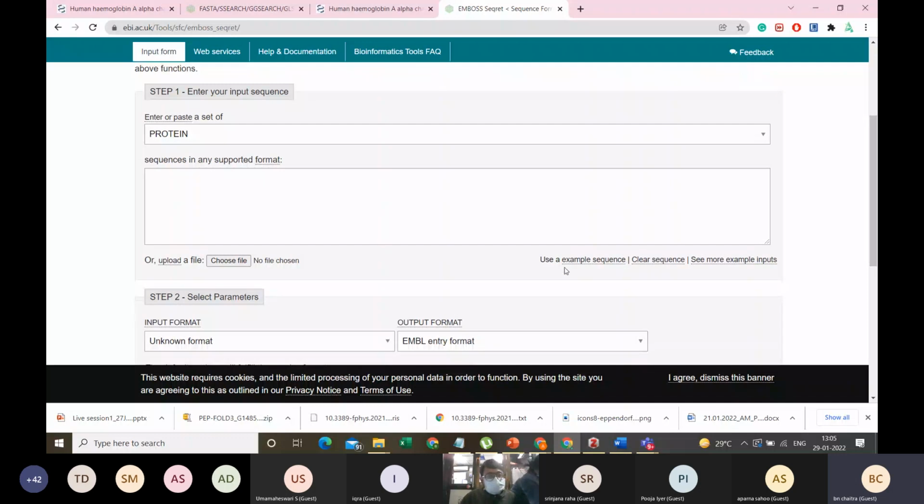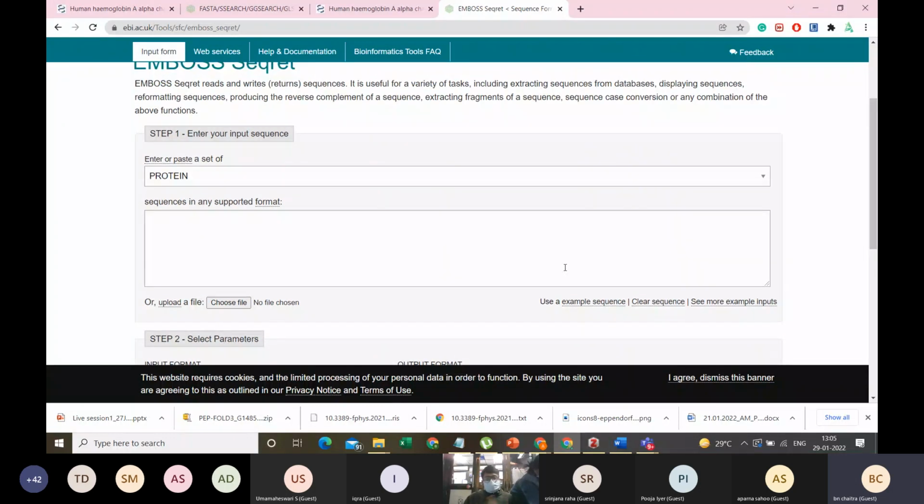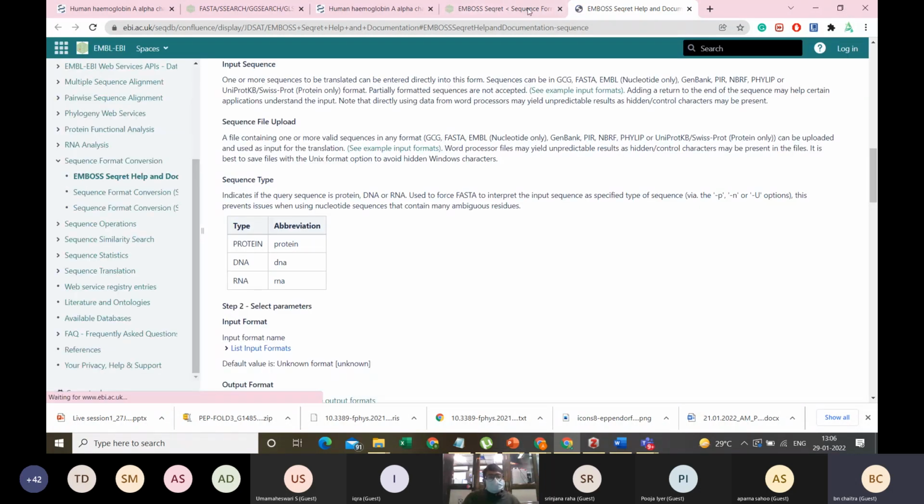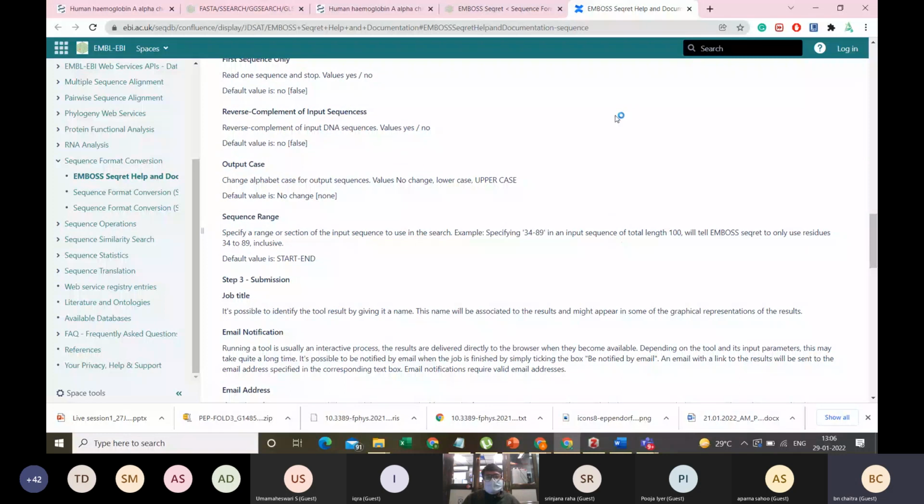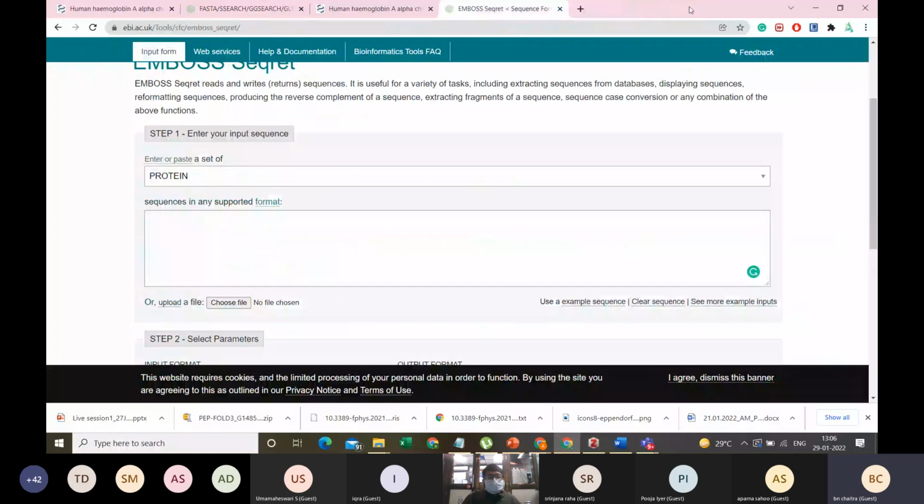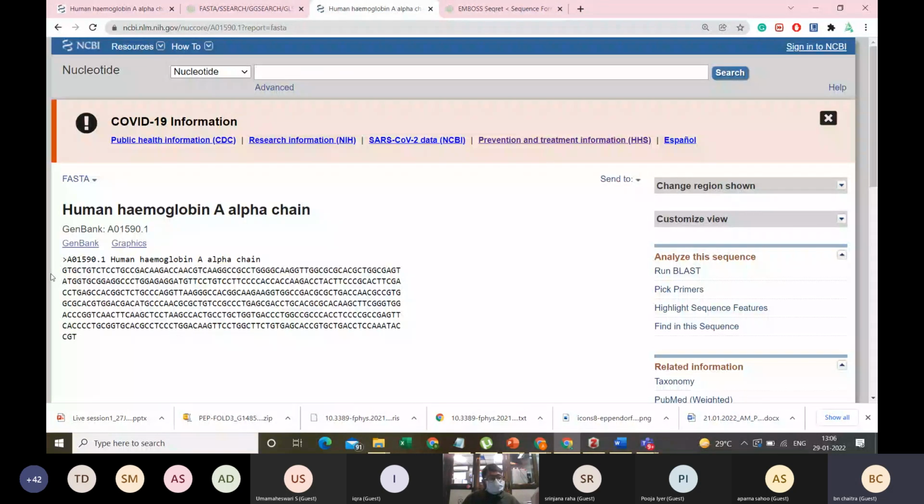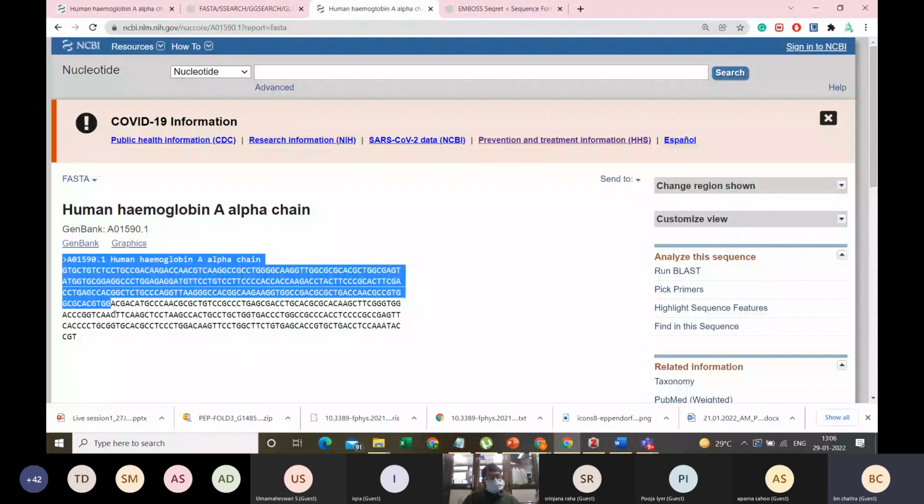Here we need to change our file format from one to another. So here we will set an interface of protein sequences in any supported format. What are the supported formats? The FASTA format is mostly supported in every tool. If you go there, you can see a lot of formats, protein, DNA, RNA, everything. For us, we will take this FASTA format. We will just copy it.